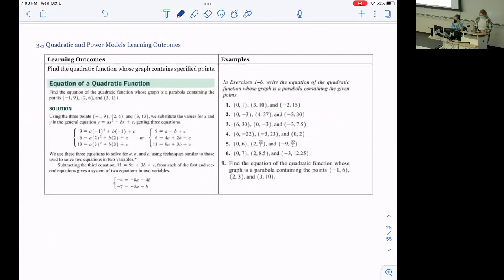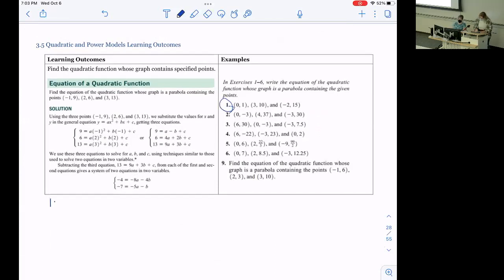All right, so we had questions over this one last night, quadratic and power model learning outcomes. Finding the equation of a quadratic function given 3 points. Do we have any questions over how to do that? Can you do number 1 as an example? Yes. Absolutely.